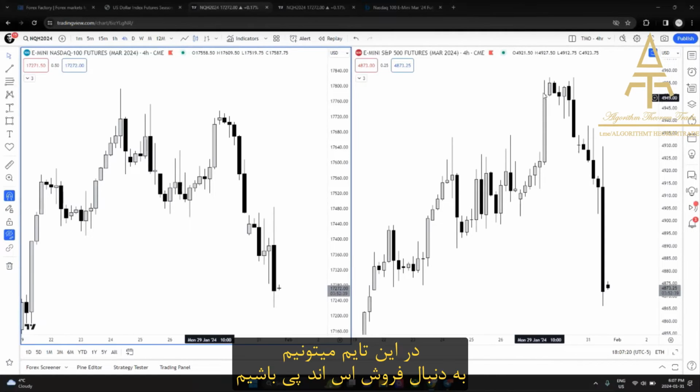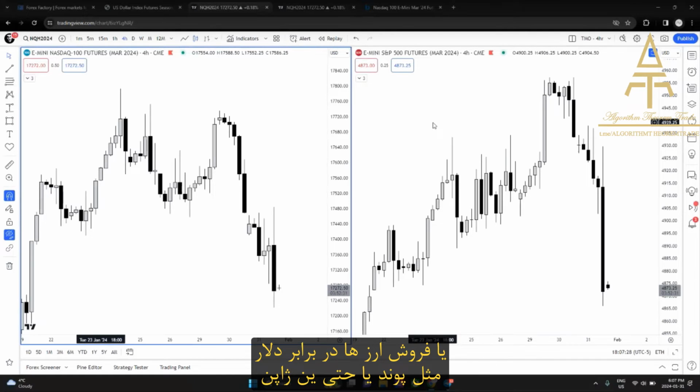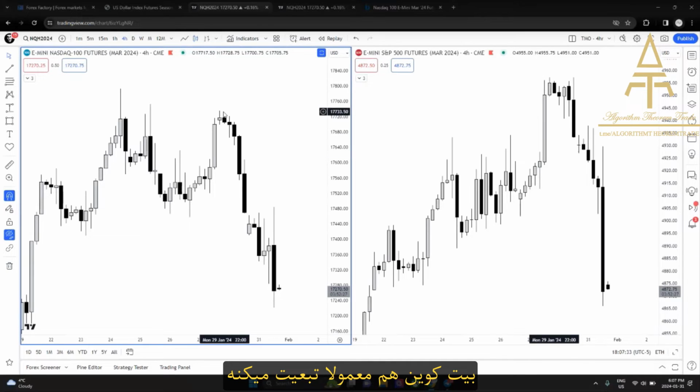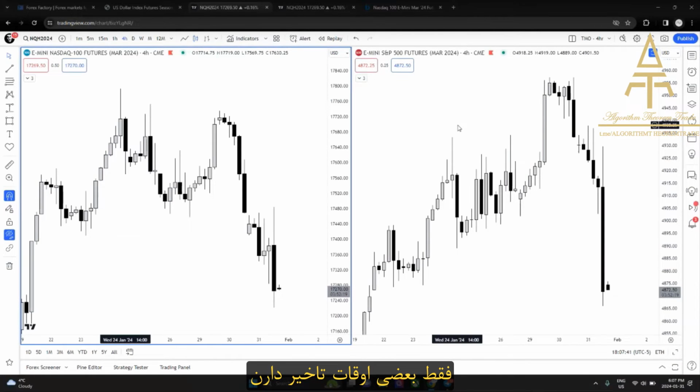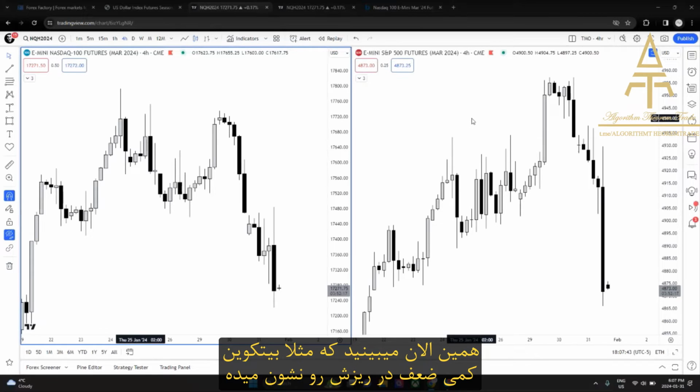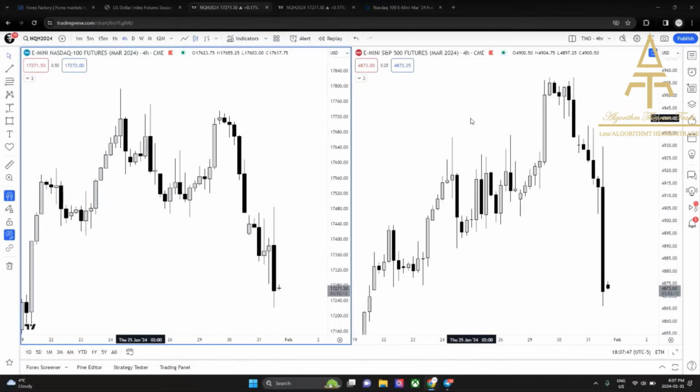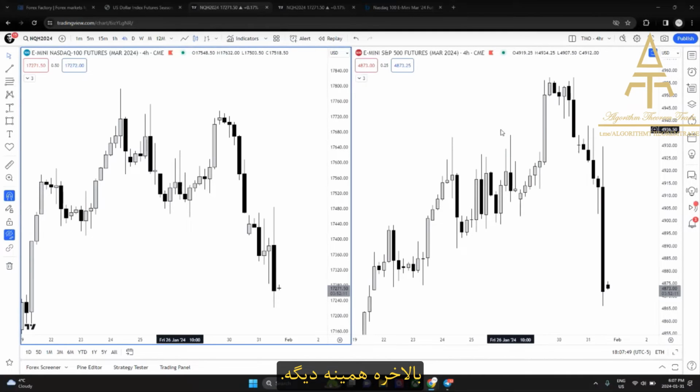So we could be looking to short S&P 500, Euro USD, GBP USD, gold, and so on. Bitcoin usually follows the S&P 500, Nasdaq, and the stock market as a whole. It just lags sometimes. So even right now, you can see a bit of weakness in regard to Bitcoin, and that's just how it works.